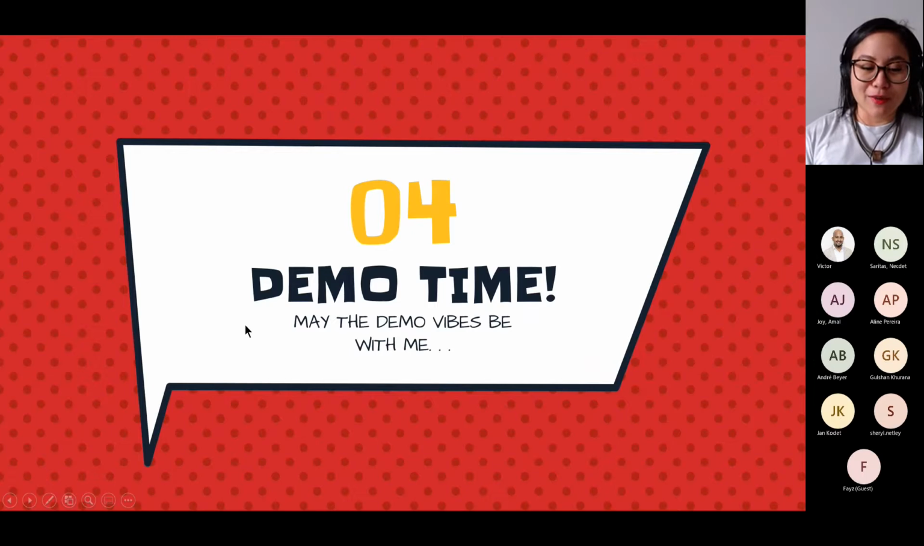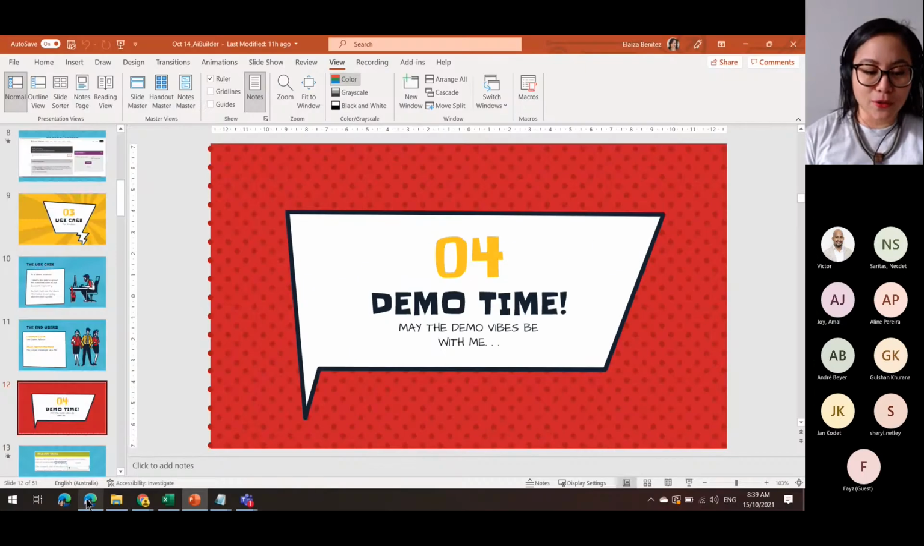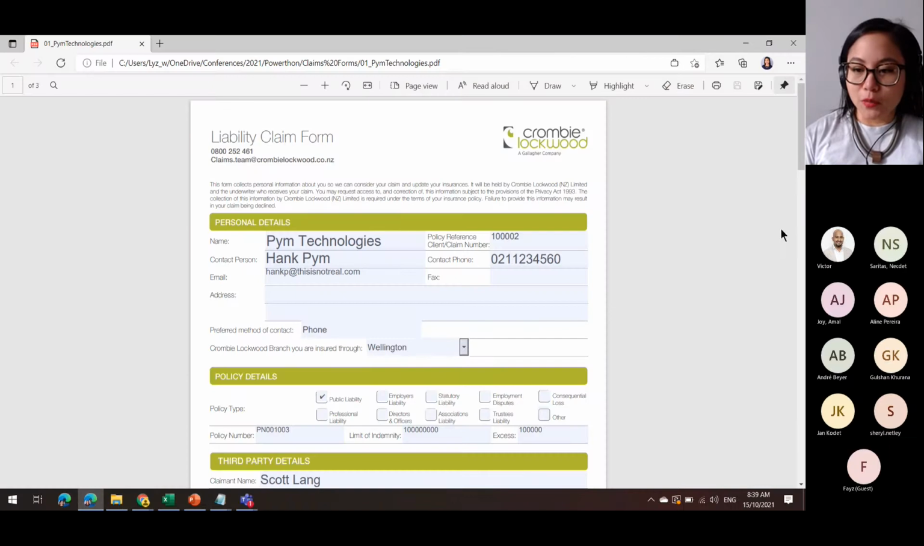All right, so I'm going to exit out of my PowerPoint, and I'm going to show you the form that we are going to be processing today. This is what we call a liability claim form. This is typically used for businesses, when an organization needs to submit a liability claim for their business. And this is a real life form. This isn't something that I've made up. This is a real life insurance form.